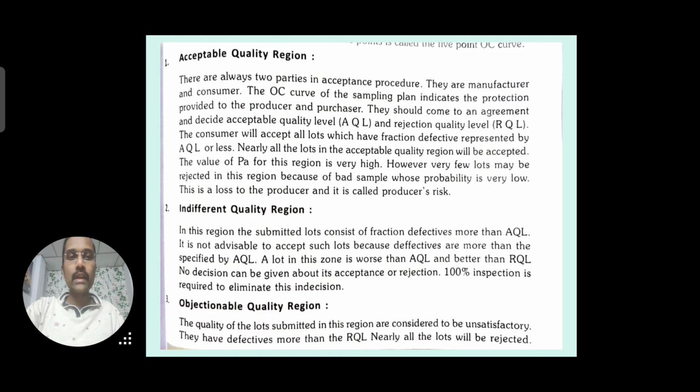If it crosses the LTPD, all the lots will be rejected. If the consumer accepts that, it is a loss to the consumer, it is a consumer's risk. So I hope you got some information regarding the OC curve, and it is important from your examination point of view, right? So thank you.